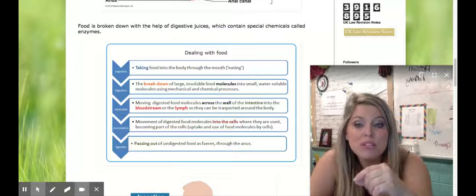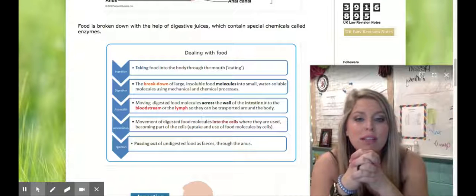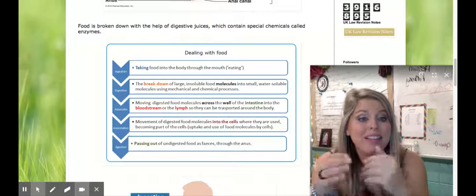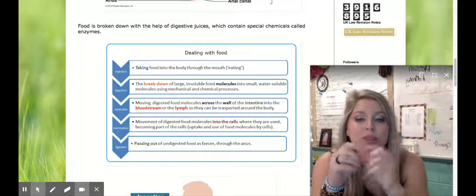Absorption. Absorption is where that digested food moves across the wall of the intestine into the bloodstream and the lymph tissue so it can be transported around the body. So absorption is our third one.